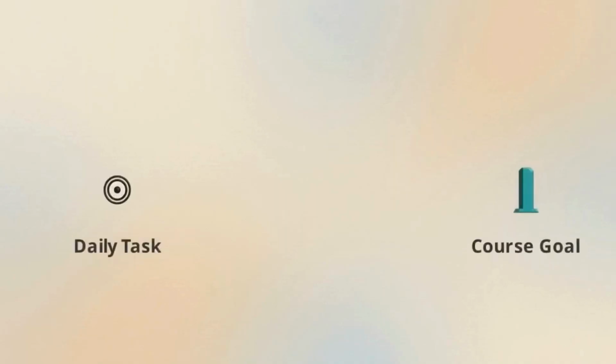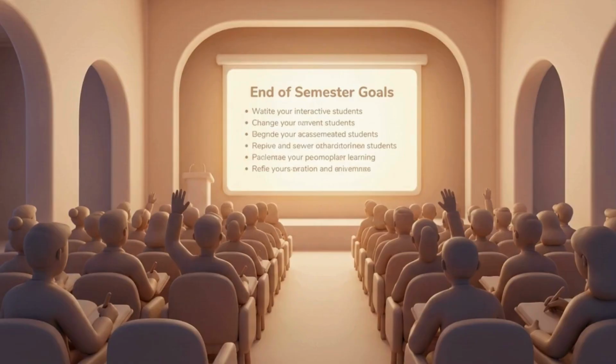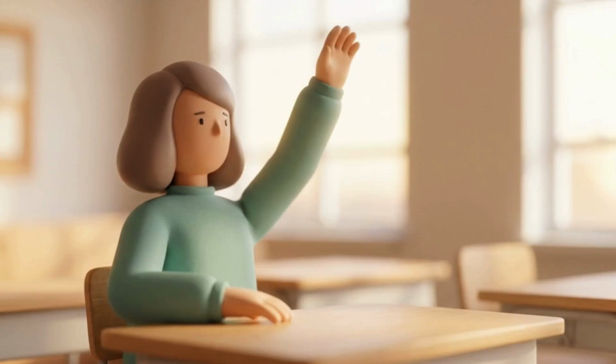Finally, look at this network map. For an assignment to resonate, we must draw a direct line from the daily microtask to the overarching course goal. When students see the connection between their current task and the ultimate objective, their engagement shifts. The work feels meaningful, which supports more active participation.